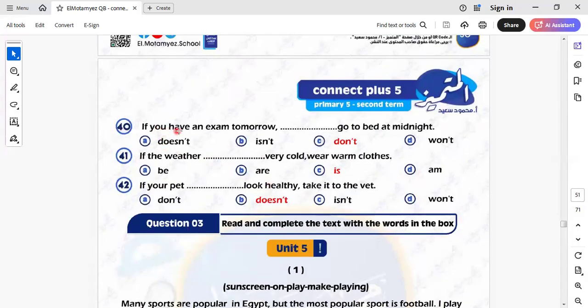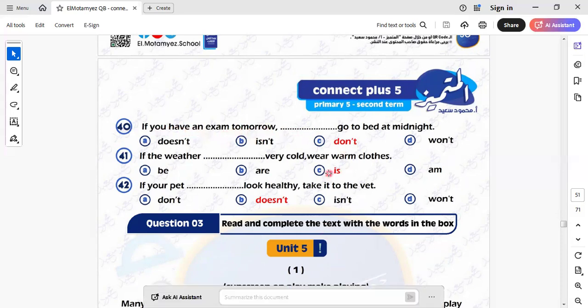Here we have: If you have an exam tomorrow, don't go to bed at midnight. Here is the conditional if, present and present. So here we have present form and present form. Type 1 of if is present and will plus infinitive, or past and would plus infinitive, and past perfect with would have and the past participle. But here this is called the zero conditional, present present. If you have an exam tomorrow, don't go to bed at midnight.